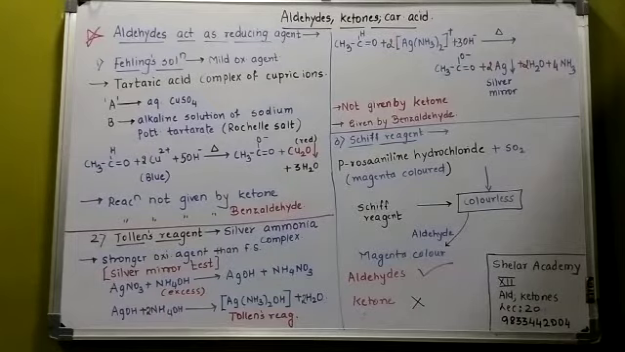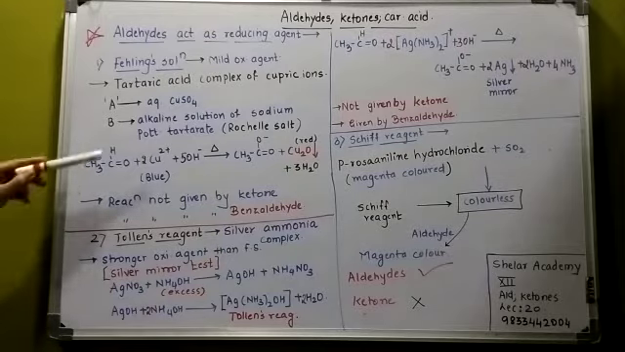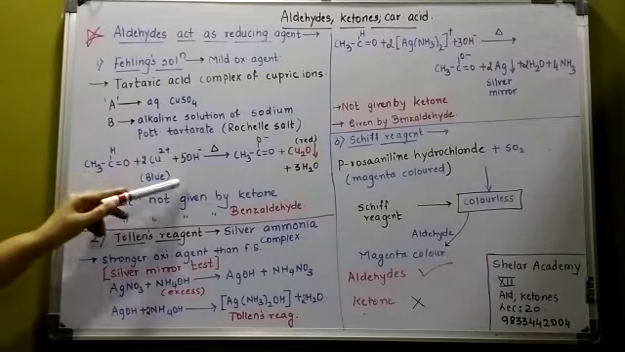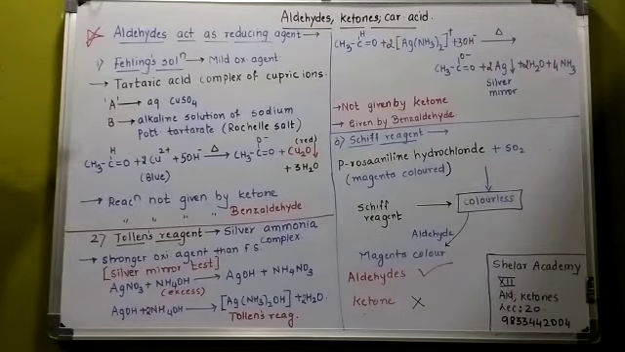Now, try to understand what is Fehling's solution. First of all, it is a very mild oxidizing agent. It consists of two parts, Fehling's solution A and Fehling's solution B. So this is A, this is B. What is A? First of all, it is a tartaric acid complex of cupric ions. What did I say? It is a tartaric acid complex of cupric ions.